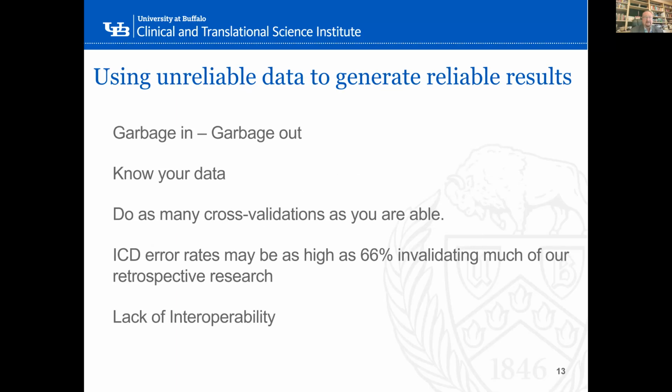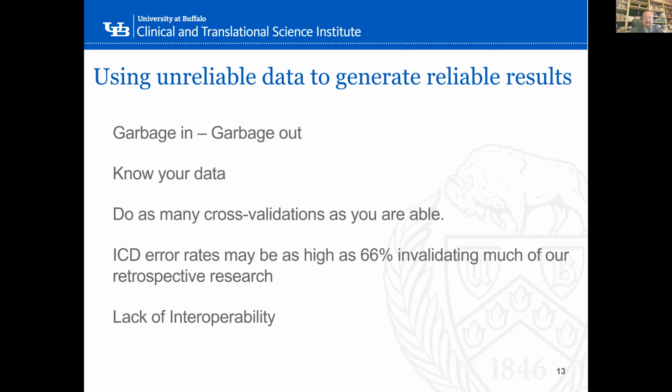So using unreliable data to generate reliable results just doesn't work. If you put garbage in, you get garbage out. Know your data. Do as many cross-validations as you're able to understand if a fact is true. For example, if someone has an ICD-10 code for diabetes, that doesn't necessarily mean they have diabetes. If it's in their record too, that helps. If they're on insulin, then you're pretty sure. If they have a high hemoglobin A1C, now you've got a diabetic and you're pretty certain about it.